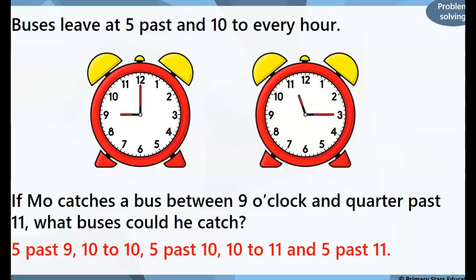I had a good go and a good try, making sure I put the minute hand at 5 past and then moved my hands round to 10 to, and I worked out how many times that Mo could catch the bus, not Dom, that Mo could catch the bus between 9 and 11:15.